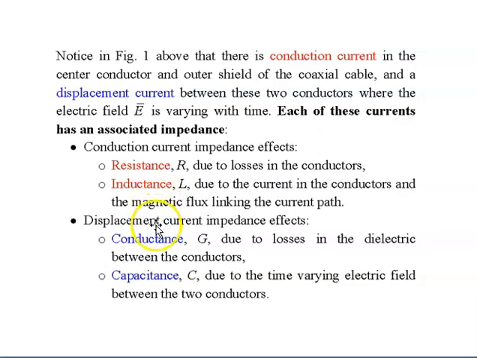Next, you have the displacement current, which will affect the conductance and also capacitance. Conductance is due to the losses in the dielectric between the conductors, while capacitance is due to the time varying electric field between the two conductors.